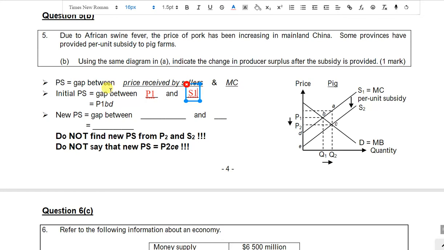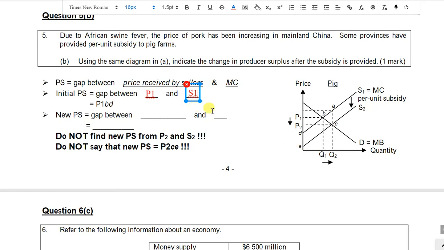However, most of you have problems finding the new producer surplus. How to find the new producer surplus? You may wonder, we can just look at the price and the new MC, right? So we have a new price, P2. Why don't we look at P2, and why don't we look at S2 as we have a new supply curve? If you do so, the producer surplus could be shown by P2CE, this triangle here. This is totally incorrect. Why?